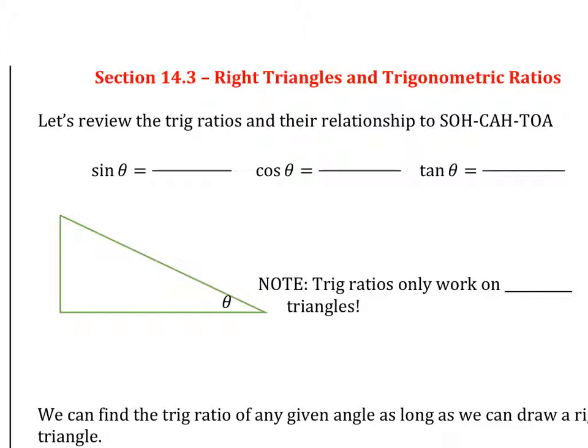SOHCAHTOA only applies to right triangles. Let's say that we have this angle here on this side. Then what is this side relative to this angle? Not adjacent. Adjacent means next to. Opposite. Okay, so we're going to say this is O. What about this side on the bottom? That is adjacent.